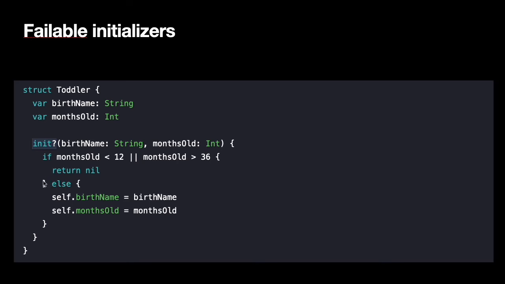Else, in this case, our parameters are valid, then we initialize our struct and set all of our properties. And in the initializer, when you're successful, you don't need to explicitly return. Instead, you just have to initialize all of the properties before you exit. And the compiler will check that you have initialized all of the properties.